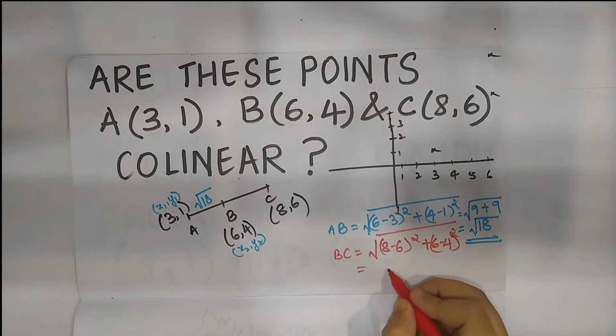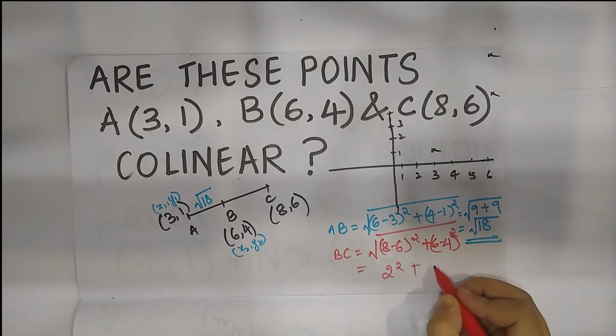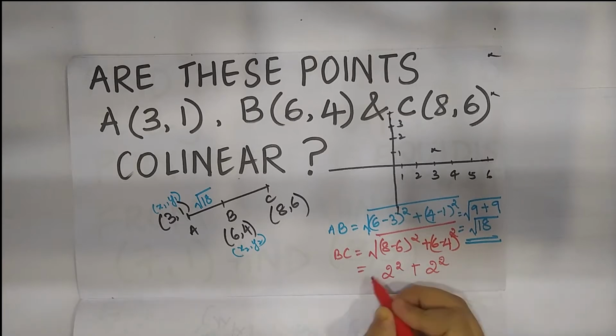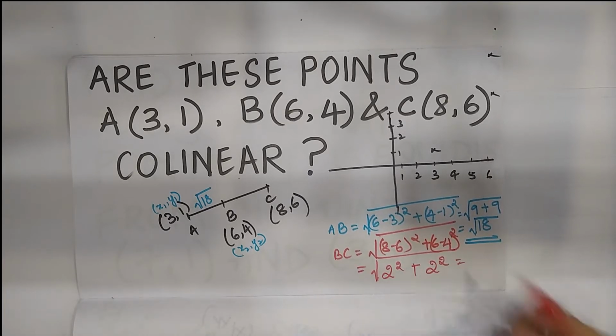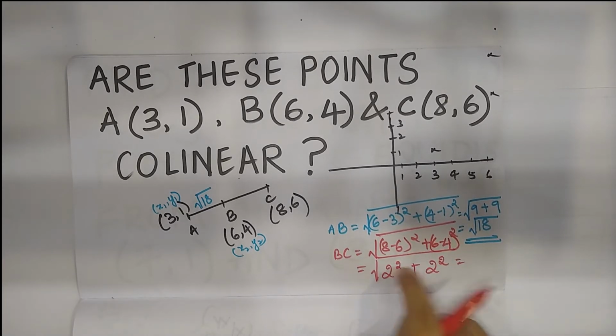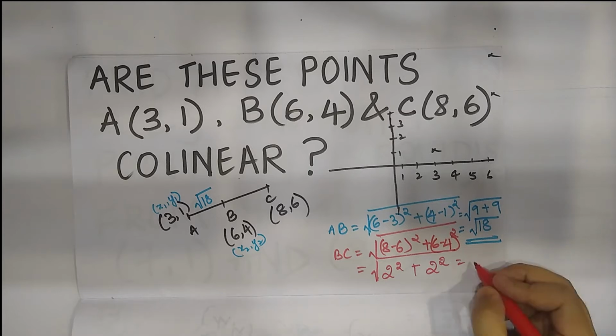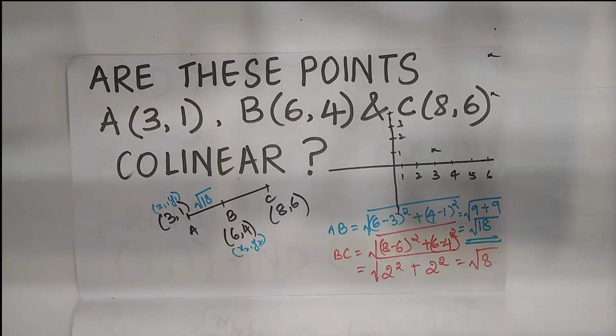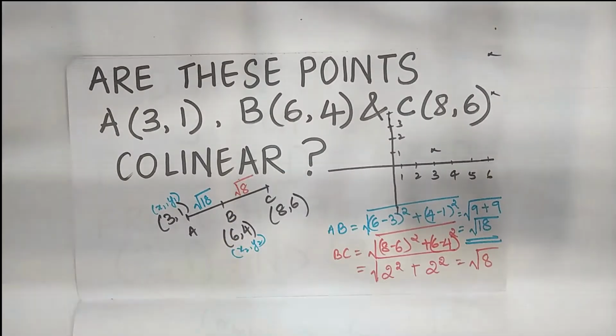So 8 minus 6 will be 2 square, plus 6 minus 4 will be 2 square. So 4 plus 4, 2 square is 4, right? So 4 plus 4 is 8, so this will be square root of 8. So we have this as square root of 8.